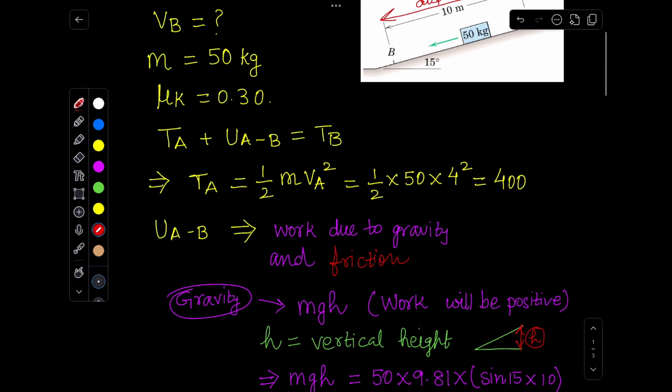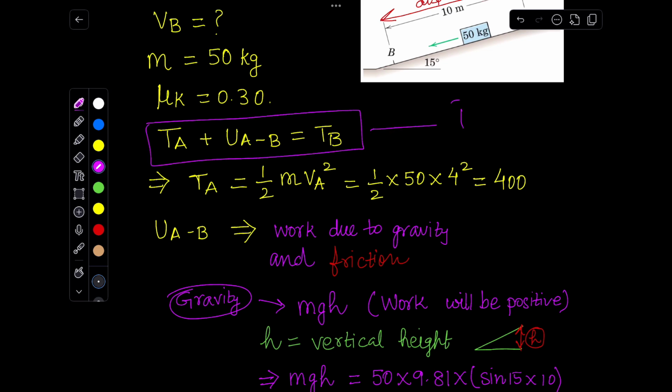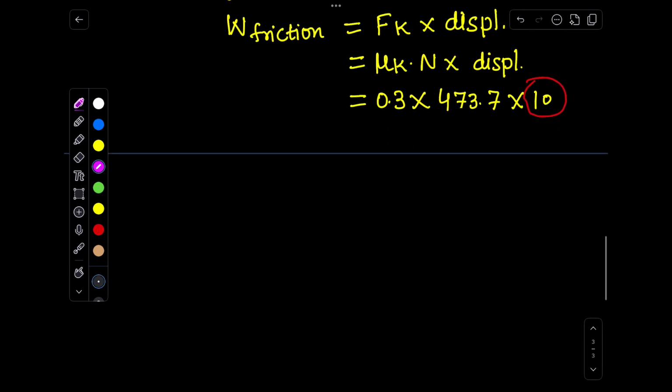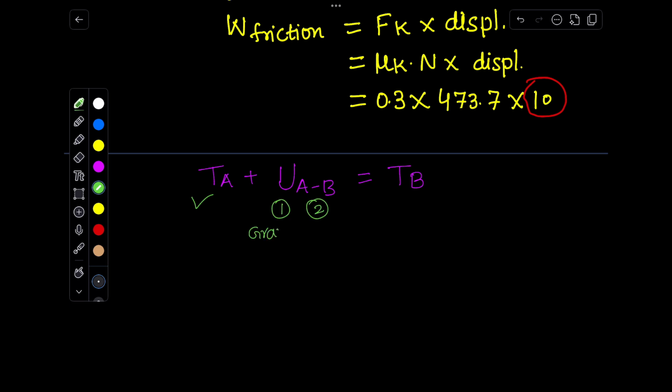Now look to our standard equation for the work and energy. TA plus UAB is equal to TB, so I will call it this equation 1. Now we have all values for the TA, for the work UAB, and we have to find kinetic energy at position B, and from there we can calculate the velocity at position B. Now I will write all values for this equation.